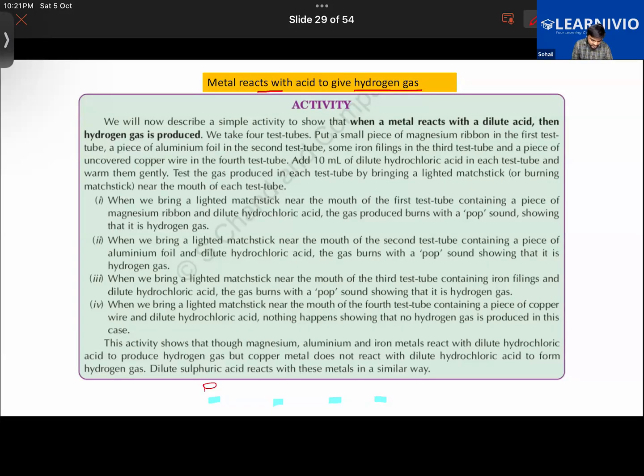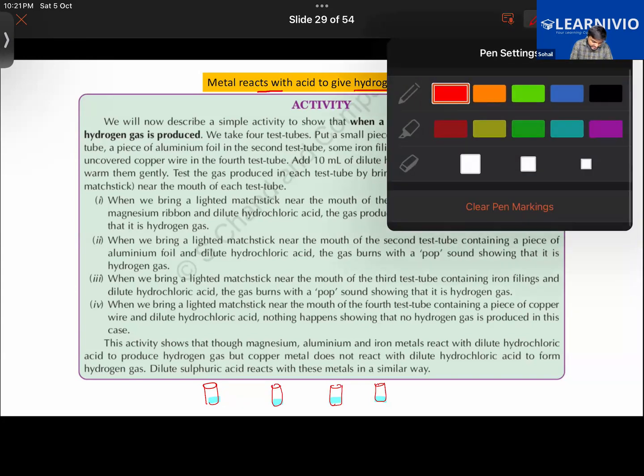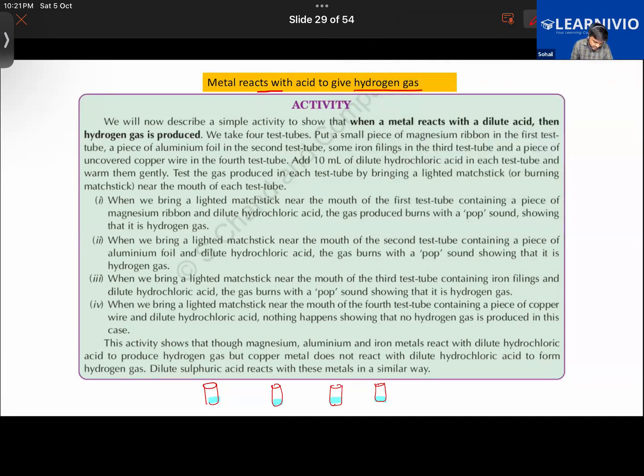You have taken 4 different test tubes: test tube A, test tube B, and test tube C. In the first one, you have put the dilute hydrochloric acid. In the second one again, you have taken dilute HCl. In all of these, in fact, you have taken the dilute HCl.